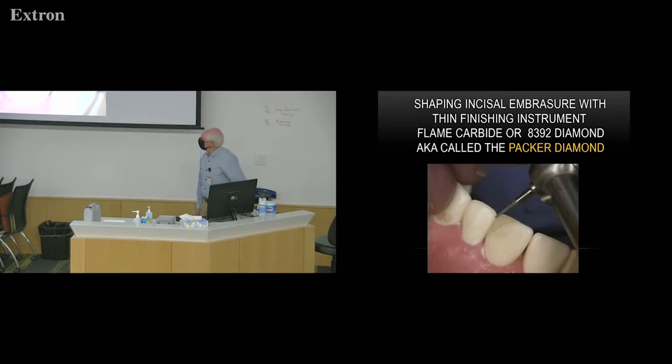This is a very thin diamond, and it's not very abrasive, but it really works quite well. So let's watch it in action. You can actually get in there and shape the embrasures. It's a very fine diamond, and it smooths things out. And once you've gone over it with this, then you can go to your jiffies or your sandpaper discs. So you'll be introduced to that today.